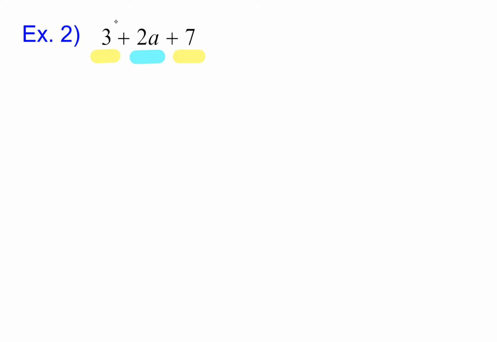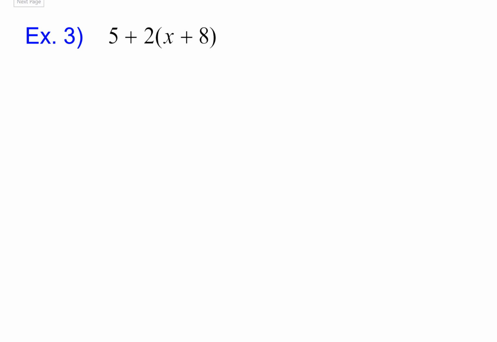So when we put together these two numbers, 3 plus 7, we would get 10. And then the 2a would just be basically coming along for the ride. Now, you could write it this way, or you could write it this way. And the reason we can do that is because of the commutative property of addition. All three of these are equal to each other. They are all equivalent expressions of each other. Let's take a look at another one.